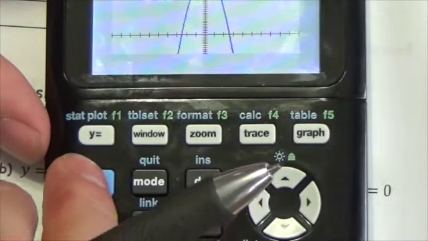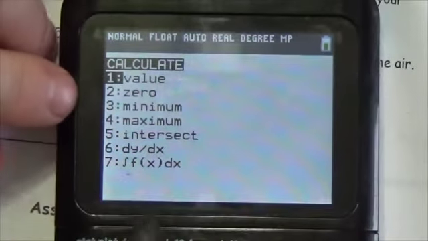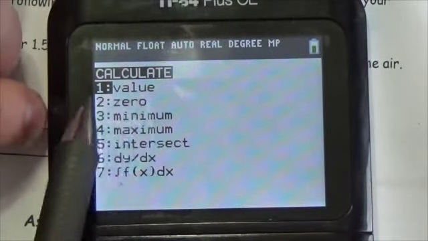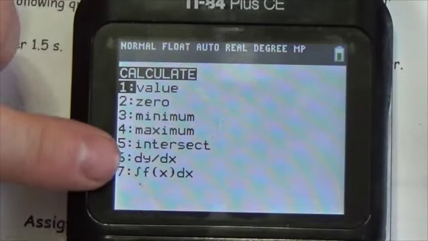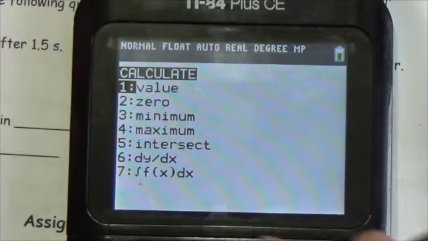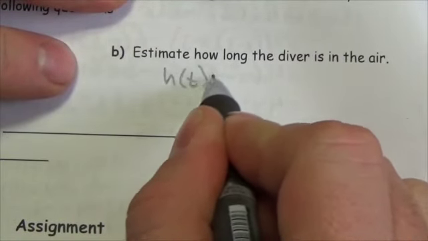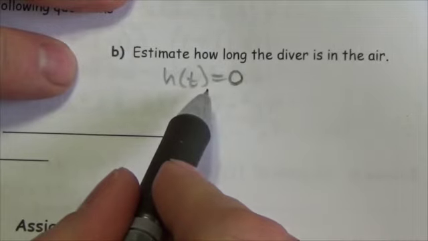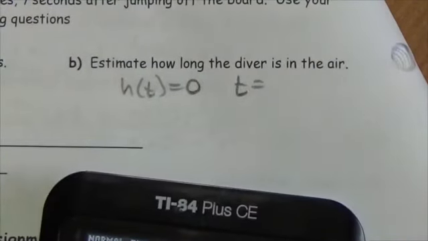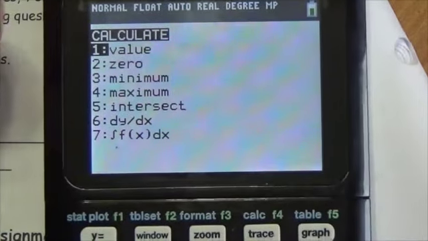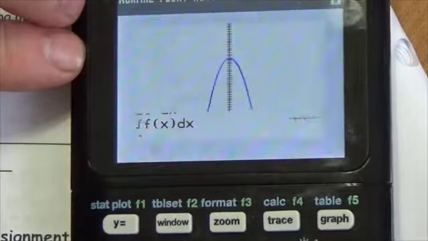So to do that, we're going to press second, trace. And the thing that we're going to look at here is the zero function. We're interested in when the function goes to 0. Okay, it's this little equation here. What we're interested in is where that function h of t is equal to 0. And once we know what that t is, we will know how long that diver was in the air here. So we're going to choose number 2.